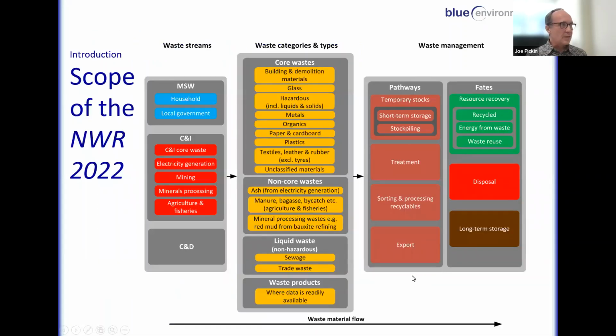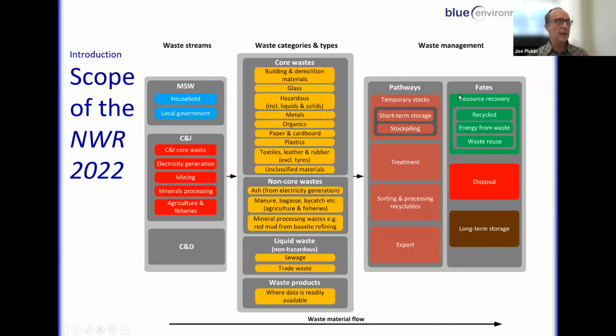And here's a little picture of the scope, which would be familiar to most people: municipal waste, C&I, C&D, and its various components. Then the waste categories and types: the usual building and demolition materials, glass, metals, organics, etc. But we do extend it a little bit, whereas we focus on the headline data set. We do have various types of waste we call non-core waste, such as manures, bagasses, red mud from bauxite refining and similar.